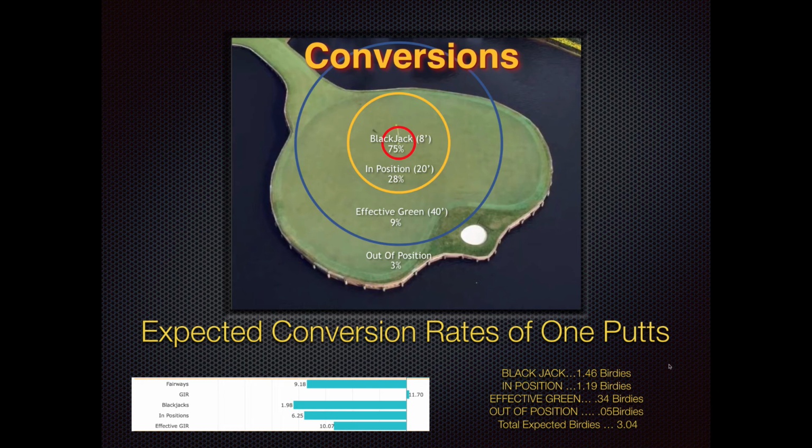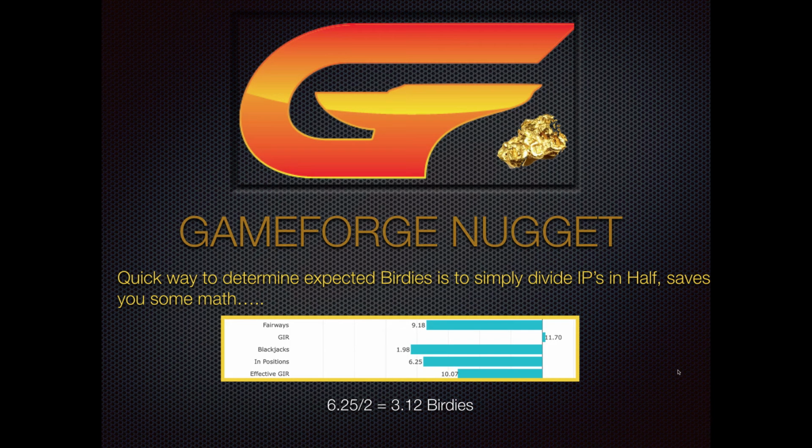You can do all the math out that way, but another good GameForge nugget for you is simply just take your in position number, divide it by 2, and that roughly gives you your birdie count. So once again, since the majority of your putts come from in positions, if you do the math quickly, we do here, and it says it's 3.12 birdies, and we showed in the other one it was 3.04 birdies. So you can see the math is really good. So be able to snap a quick snapshot.